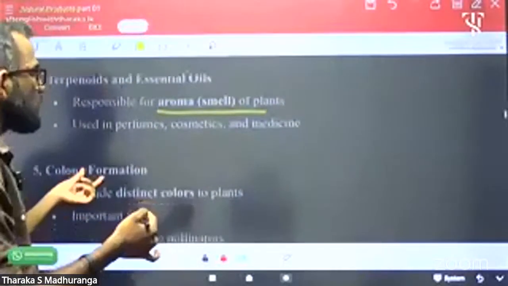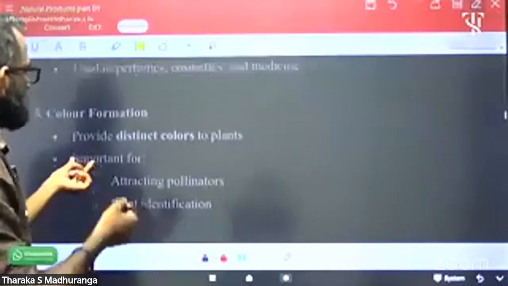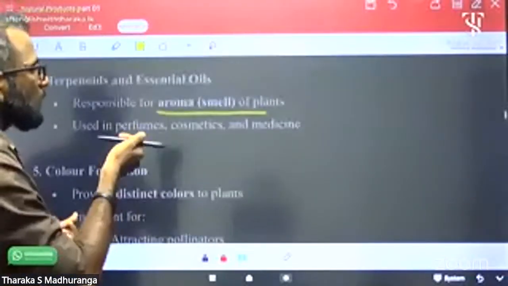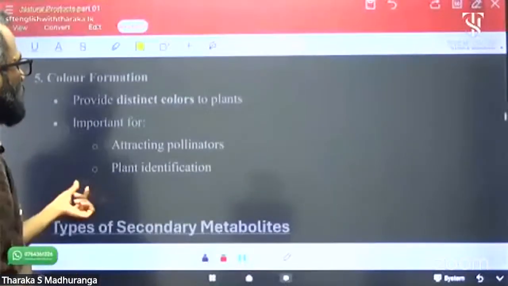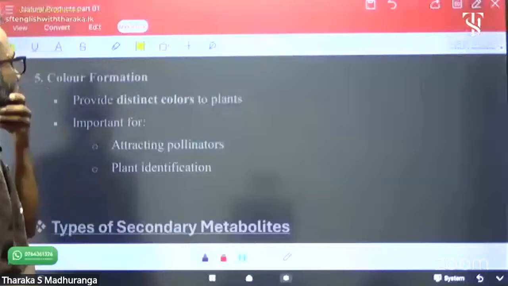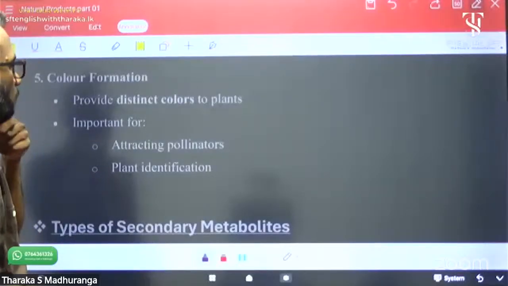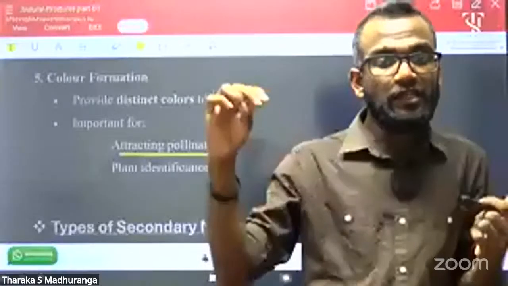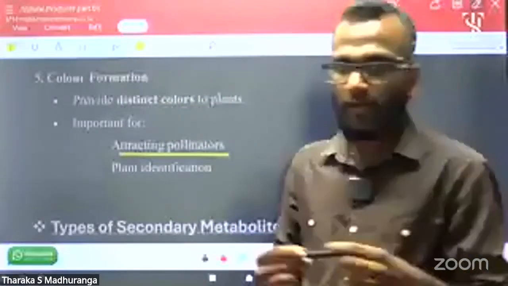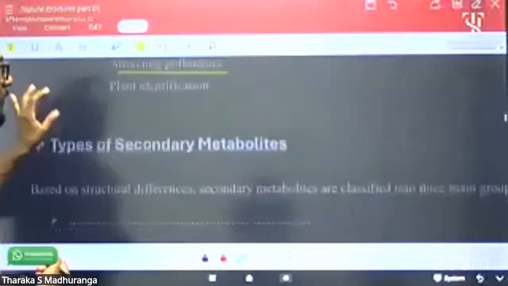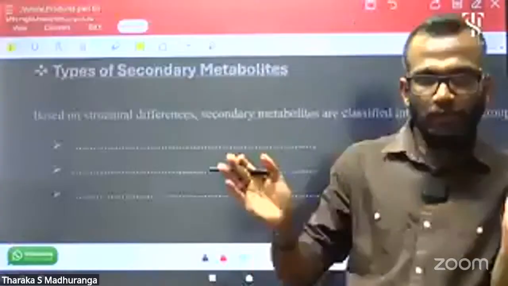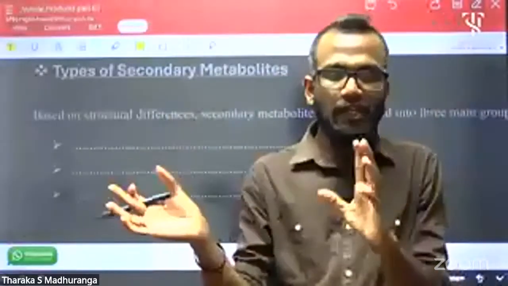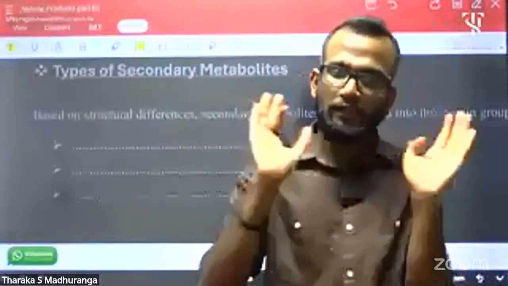What are the examples? I already explained: rose, providing distinct colors to plants to attract pollination. These coloring agents are also secondary metabolites. I think now you get the basic idea of the difference between primary metabolites and secondary metabolites.